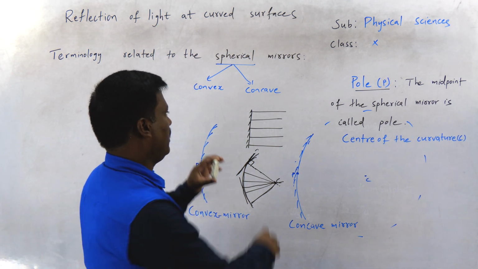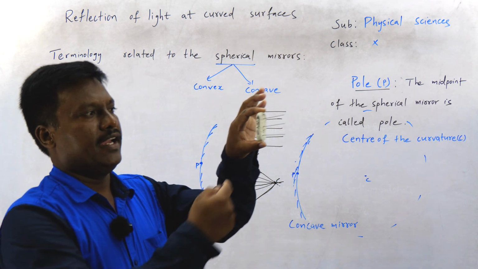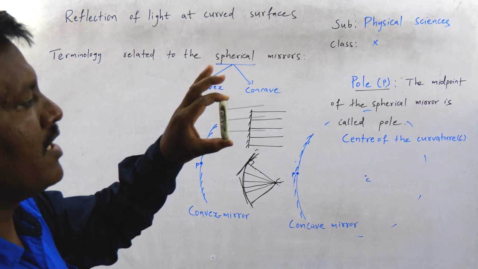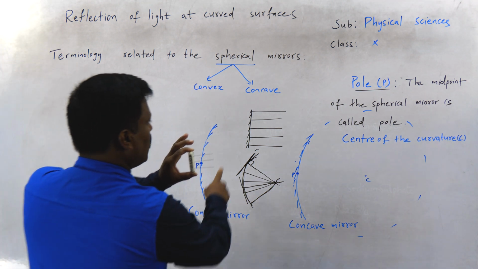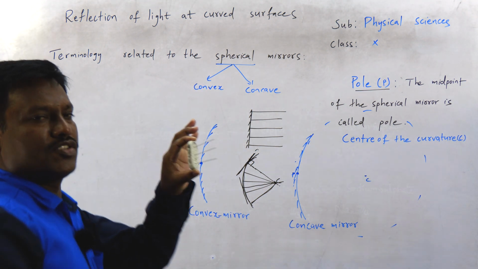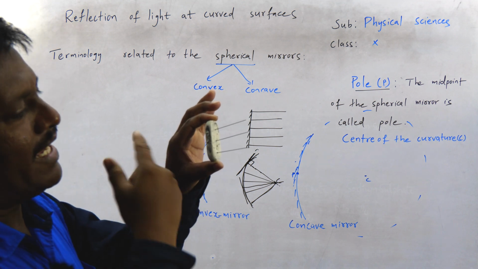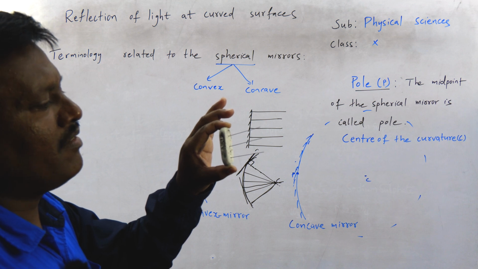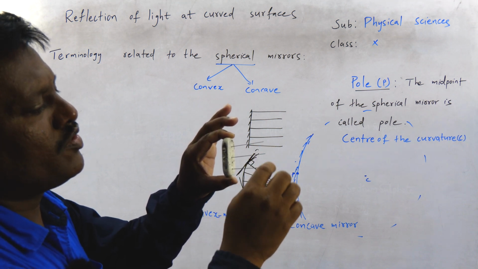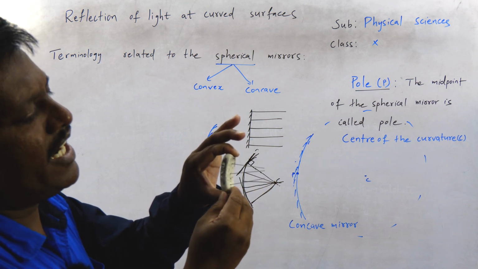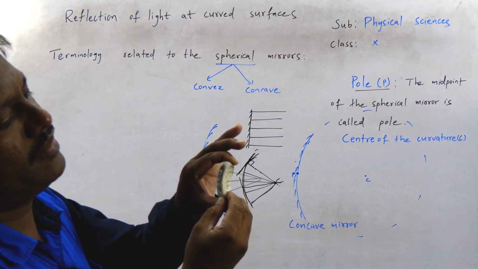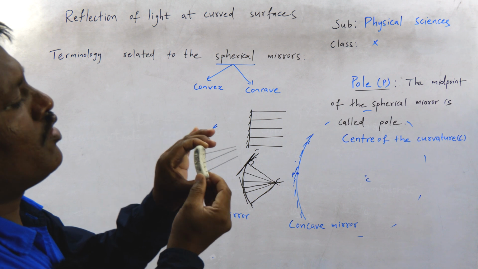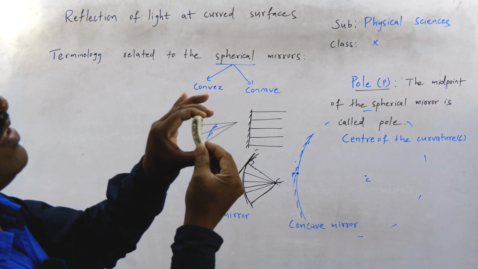See children, this is a plane surface and perpendicular lines are drawn this way. Now I am going to apply some force on both ends. Since it is rubber, I can apply force and bend it. What happens when I apply force on this? You see, all of them are going to meet at one point. This is called the center of the curvature. Where they meet at one point, that is called the center of the curvature.